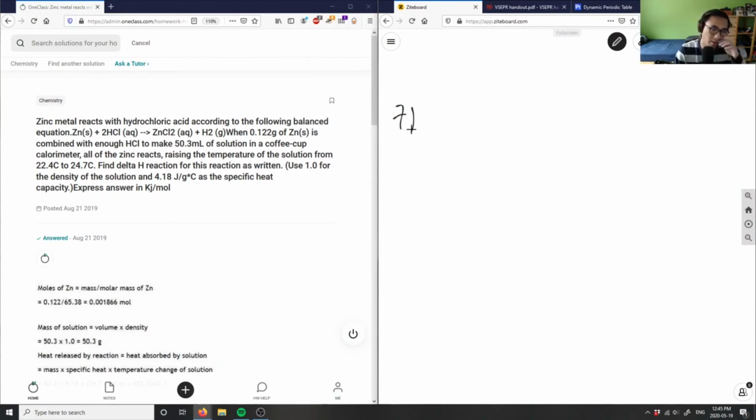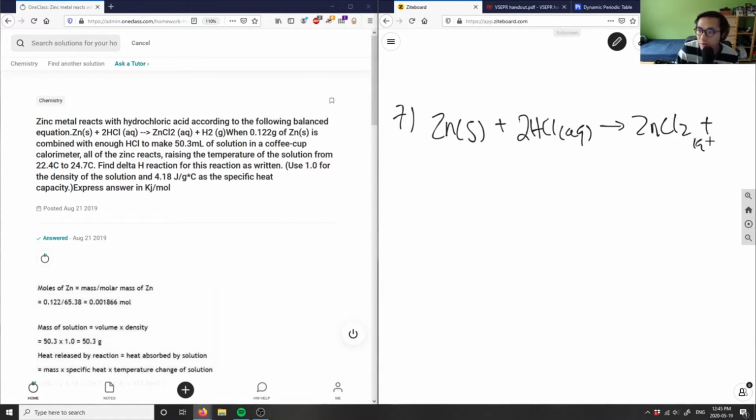Zinc metal reacts with hydrochloric acid according to the following balanced chemical equation. So I'm going to write this down first. Solid zinc plus 2 hydrochloric acids will react to form zinc chloride, an aqueous solution, plus H2 gas.